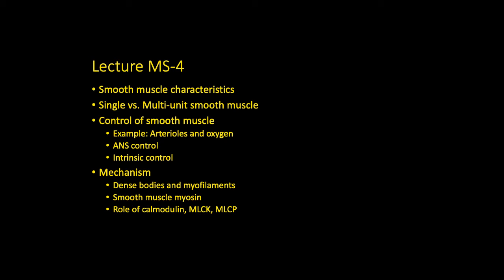This is lecture MS-4, the last of the muscular system lectures. In this lecture, we're going to mostly be talking about smooth muscle. We'll start by talking about some of the characteristics of smooth muscle, the difference between single and multi-unit smooth muscle and how those are found in the body. We'll talk about how smooth muscle is controlled with examples of local messengers, autonomic nervous system, and intrinsic control.